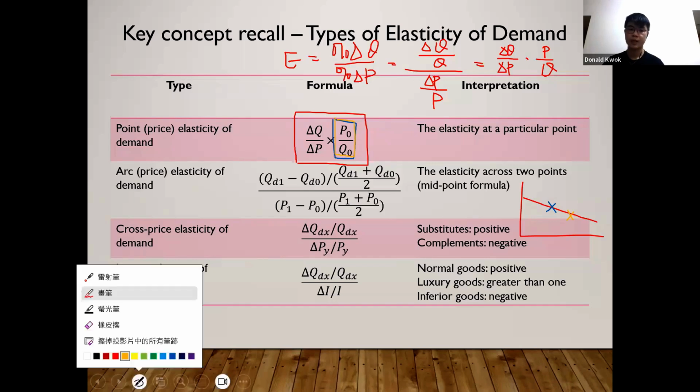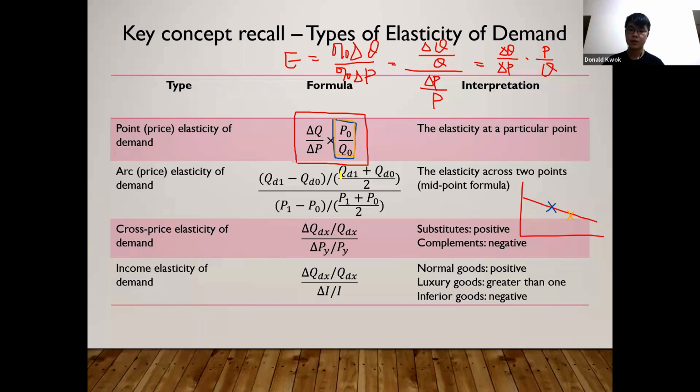Instead of using only the initial point, we are taking the average between the new and old quantities, as well as the new and old prices, to calculate the elasticity of demand.